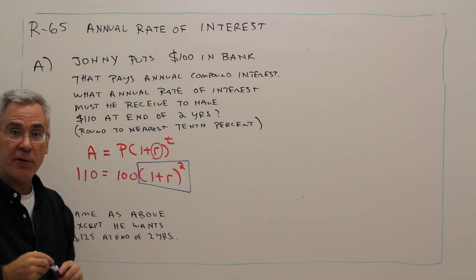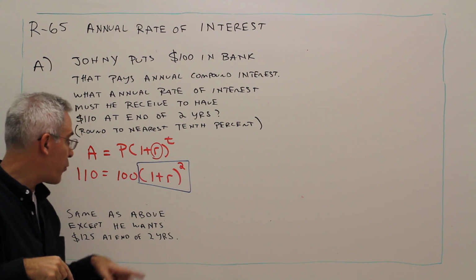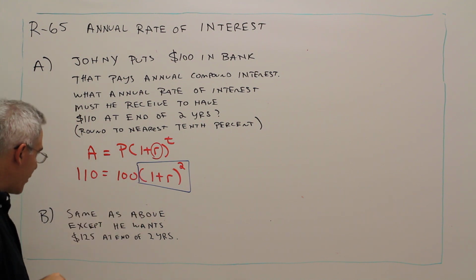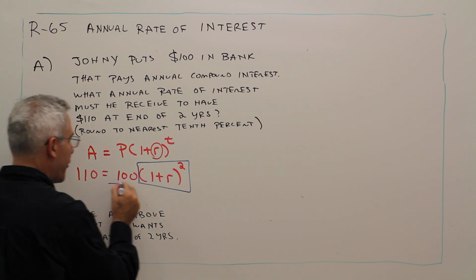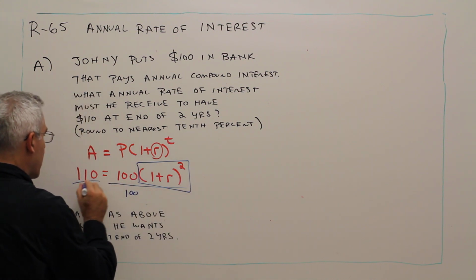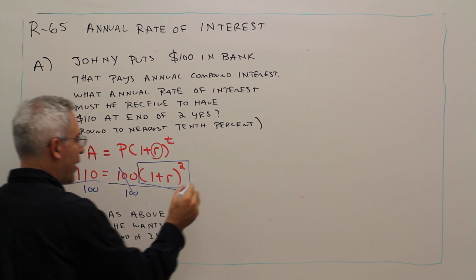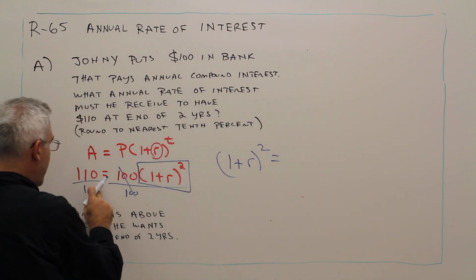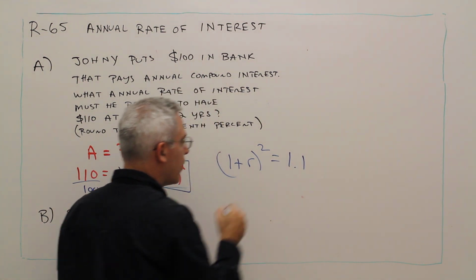and then what undoes squaring? Plus or minus square rooting, but I'll just take the positive value. All right, so step one, why don't we divide each side by 100? And I'll get (1 plus R) squared equals 1.1.